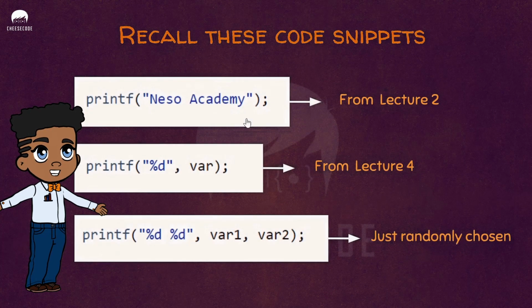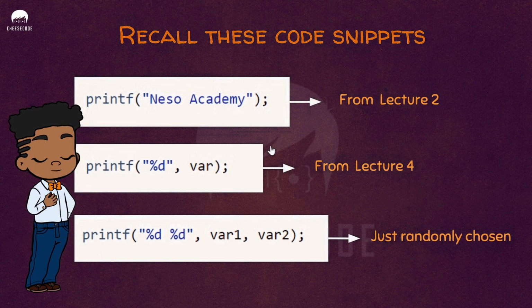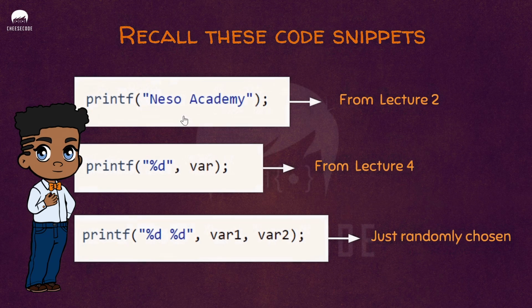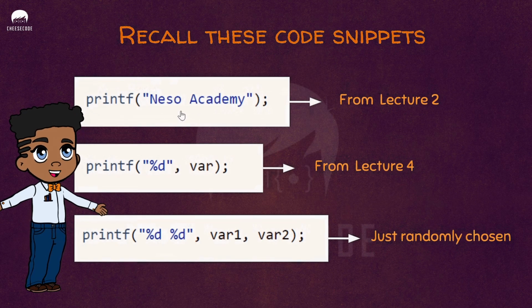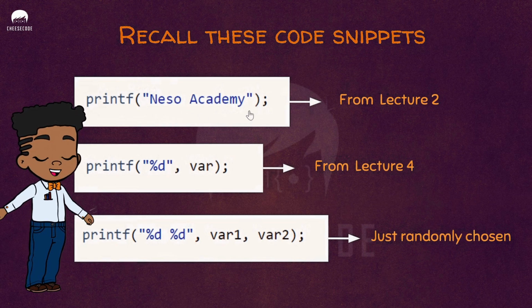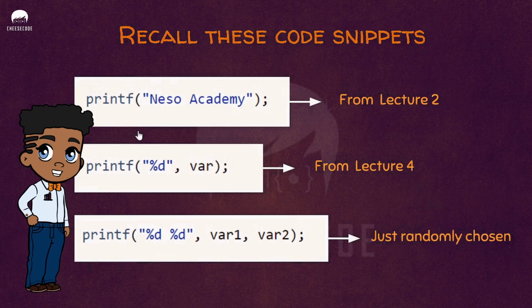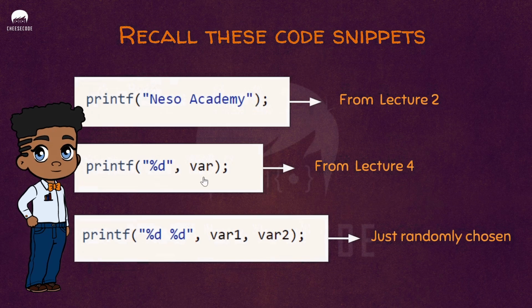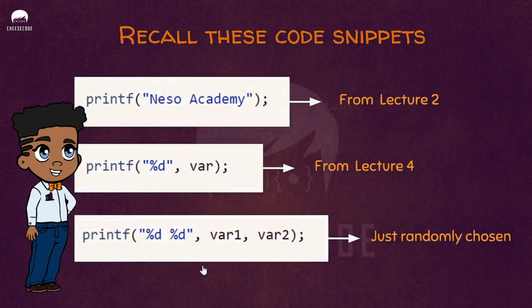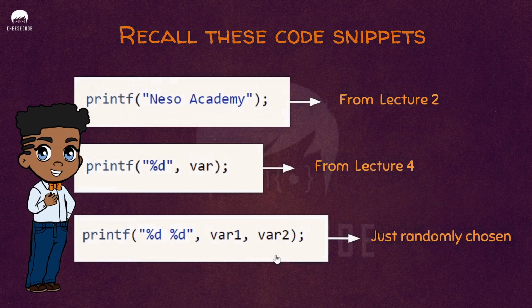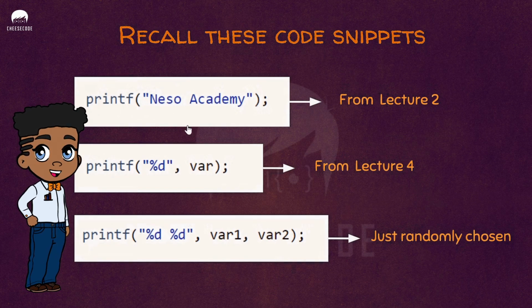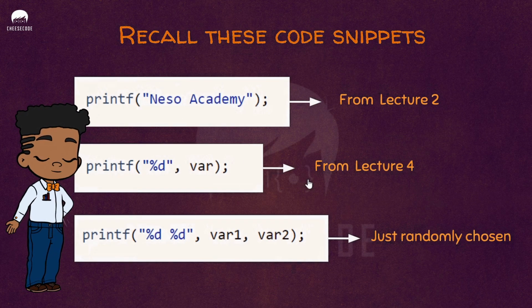Recall these code snippets from the previous lectures. In the first printf, there is only one argument, that is NASO Academy, and that too in quotes. In the second printf, there are two arguments, and the third one is quite similar to the second one, but the only difference is that instead of two arguments, you have three arguments. If you observe carefully, in all these code snippets, the first argument in printf is always within double quotes.